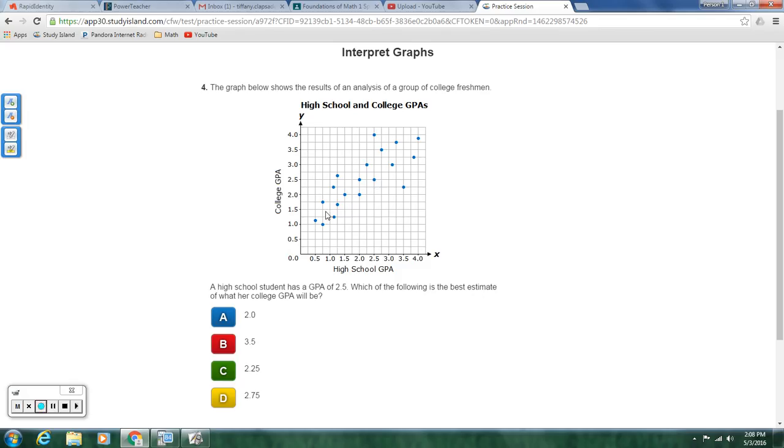So think about this. If we drew a line to try to connect most of these points, where's that line gonna fall? We got twos down here. Would we guess two? Probably not, because two's right here. 3.5 is right here. So do you think that line's gonna go through that? Do you think it's gonna go through 2.75, which is right here? Or 2.25, which is right here? So what do we think?